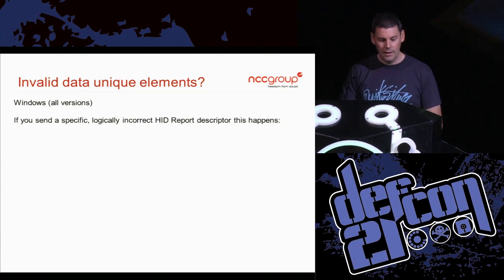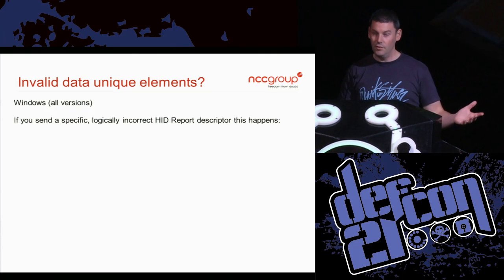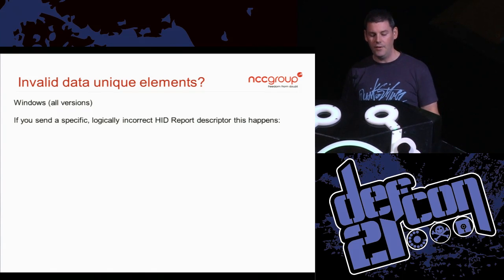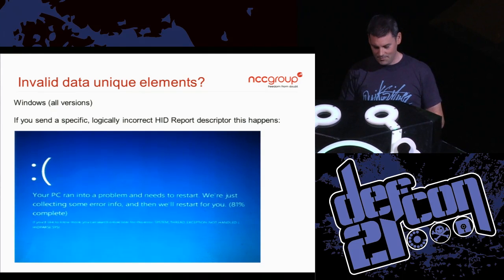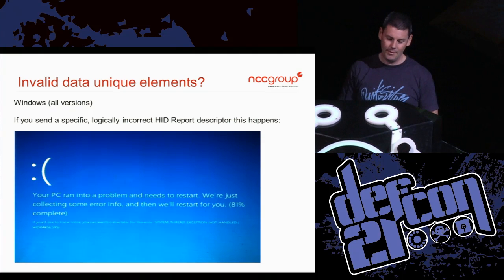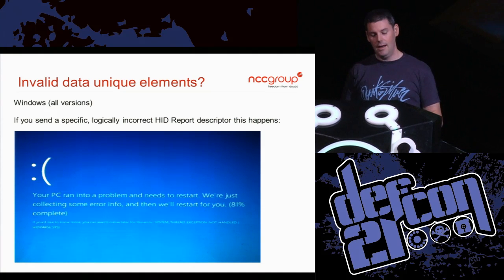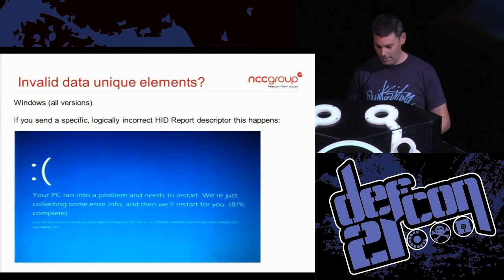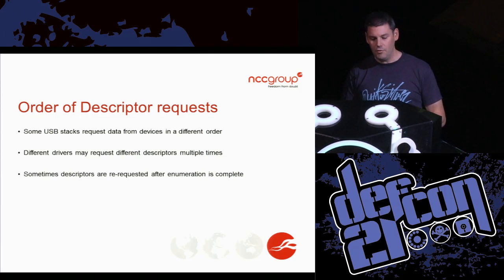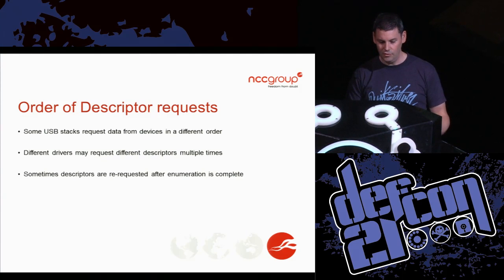So for example, Windows, all versions, from XP up to current day, absolutely everything. If you send a specific logically incorrect HID report descriptor, this happens. So not too great from an enumeration perspective, but it's a bug. And when I show you UMAP in a few minutes' time, one of the test cases within UMAP will trigger this. So when I release the tool, you'll be able to play with this and find out what this bug is. Also, the order of the descriptor requests can be used for identification too.